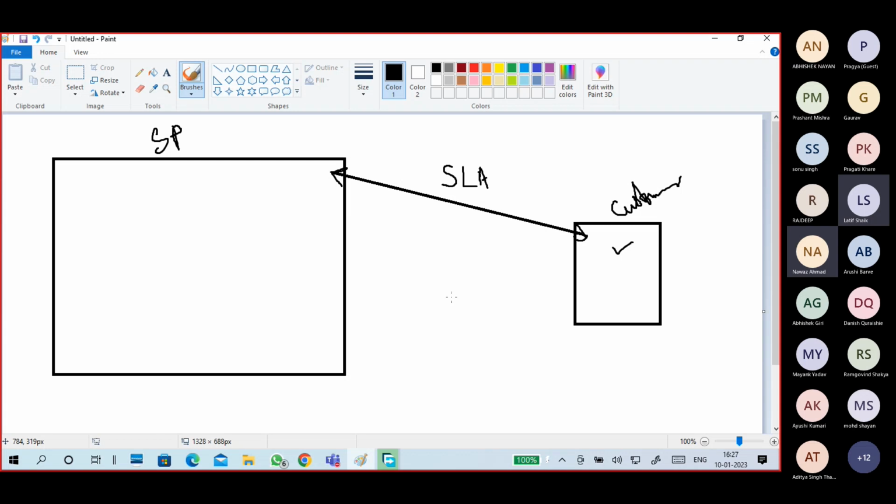For example, I'm in my office and I want a VPN connectivity, or maybe a printer connection, or some login information required for a server. So what will I do? I will ask my service provider. Who is my service provider? My organization only.